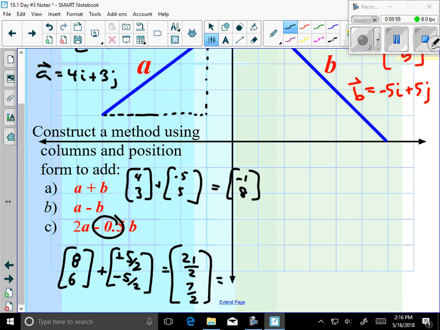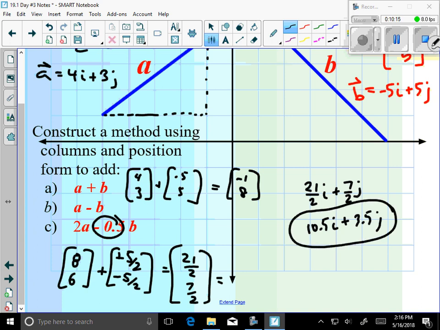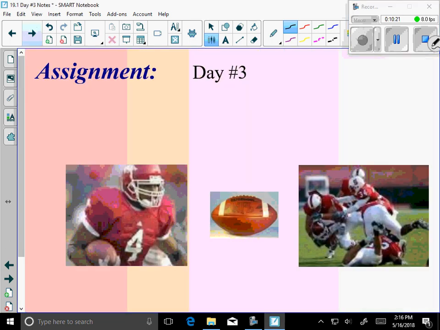All right, some child's going to say this. Is this okay, Mr. Ludd? Could I write 21 halves i plus 7 halves j? Sure you can. Could I write 10.5i plus 3.5j? Sure you can. This is not very elegant, but technically it's true. All right, let's keep rolling. No way. That's the end?